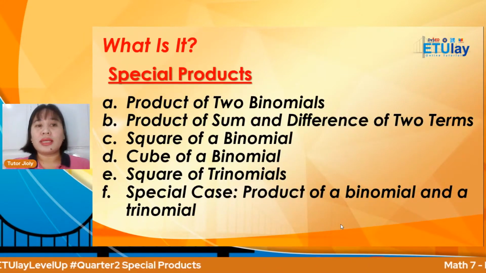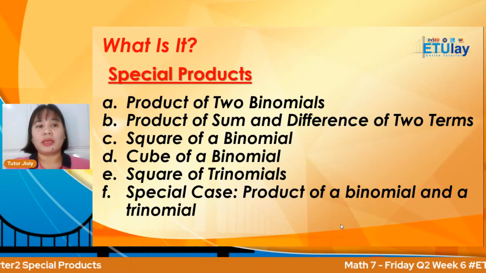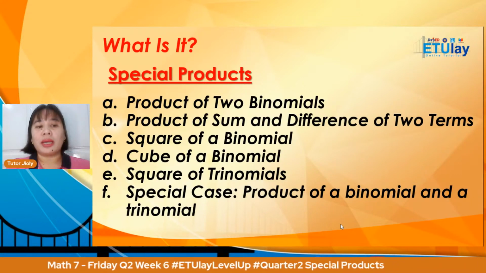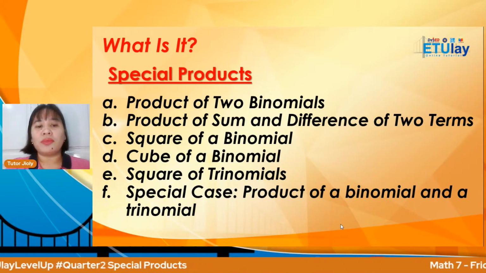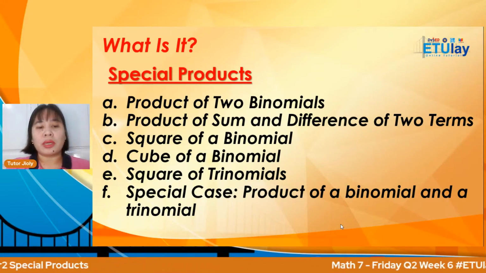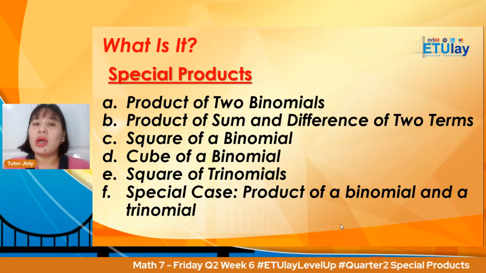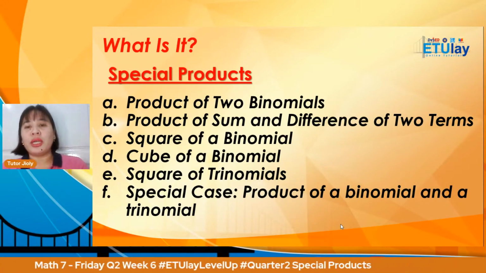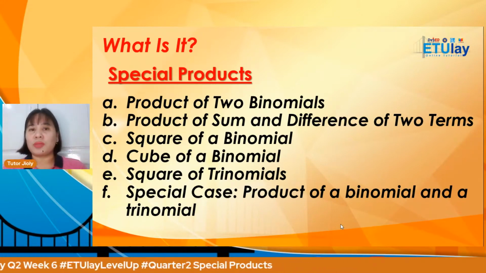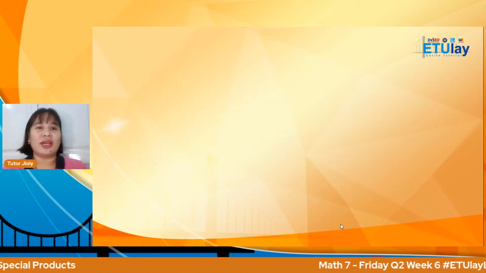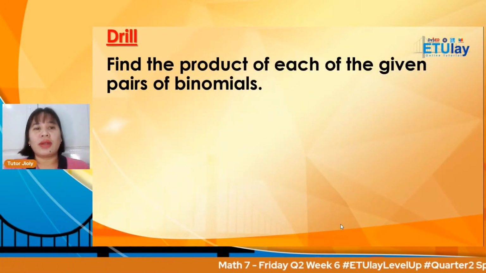Okay, so what is it? Special products. A, product of two binomials. B, product of sum and difference of two terms. C, square of binomials. D, cube of a binomial. E, square of trinomials. And F, special case, product of a binomial and trinomial. So, medyo mahaba-haba po ngayon yung discussion natin. So, focus po tayo, mga anak, para hindi po tayo malilito. Okay, iga-guide ko kayo.